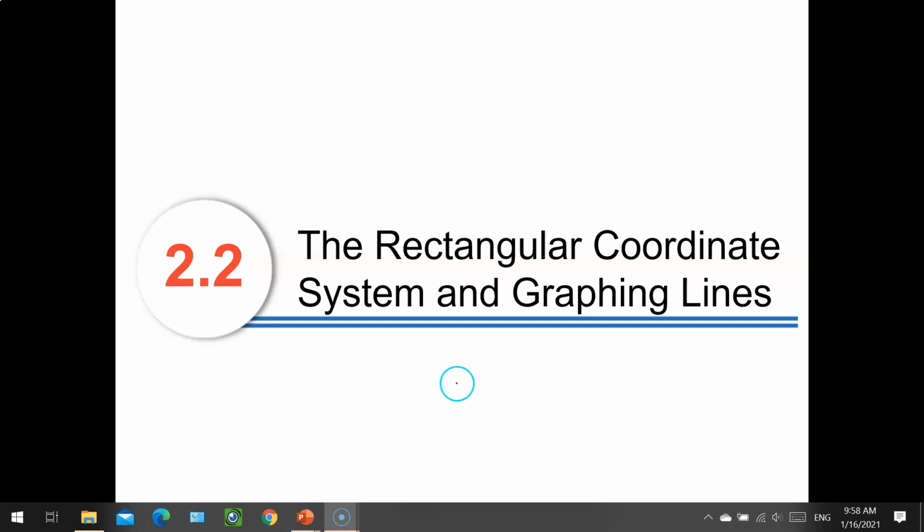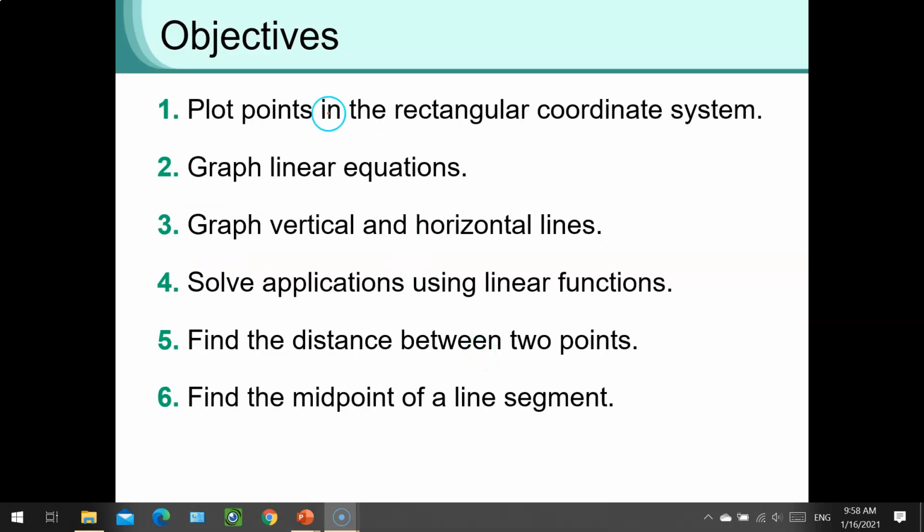2.2, the rectangular coordinate system and graphing lines. In this section, we are going to learn how to plot a point, how to graph linear equations, how to graph vertical and horizontal lines, solve applications using linear functions, find the distance between 2 points, and find the midpoint of a line segment.